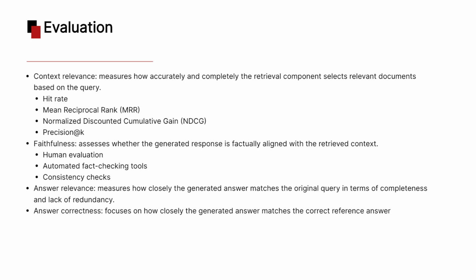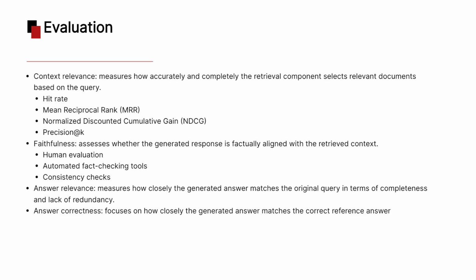Evaluating a chat-PDF-like system involves multiple facets to ensure both the retrieval and generation components are delivering accurate, relevant, and trustworthy responses. Context relevance. This measures how well the retrieval component selects the most pertinent documents or chunks in response to the user query. Key metrics include hit rate, the percentage of queries for which at least one relevant document is retrieved. Mean reciprocal rank, MRR, evaluates the rank position of the first relevant document.